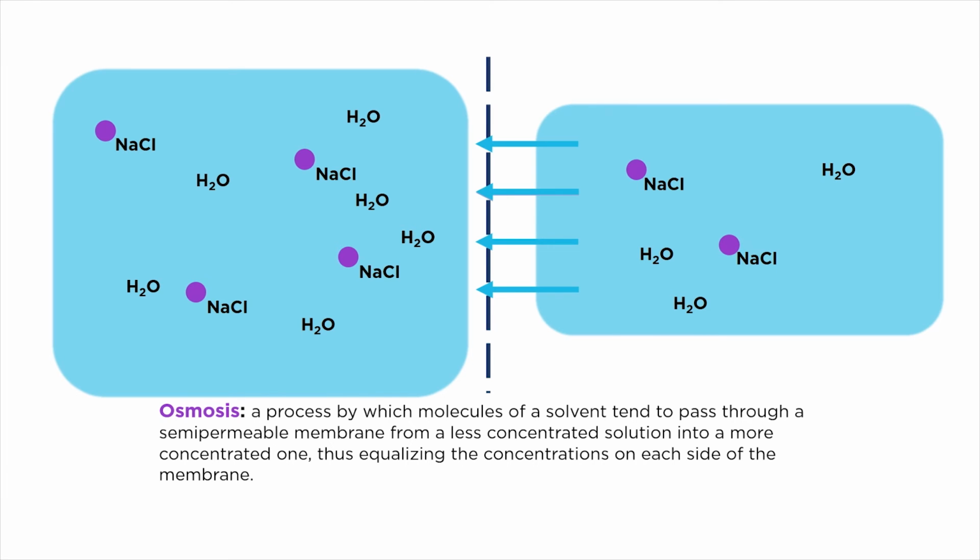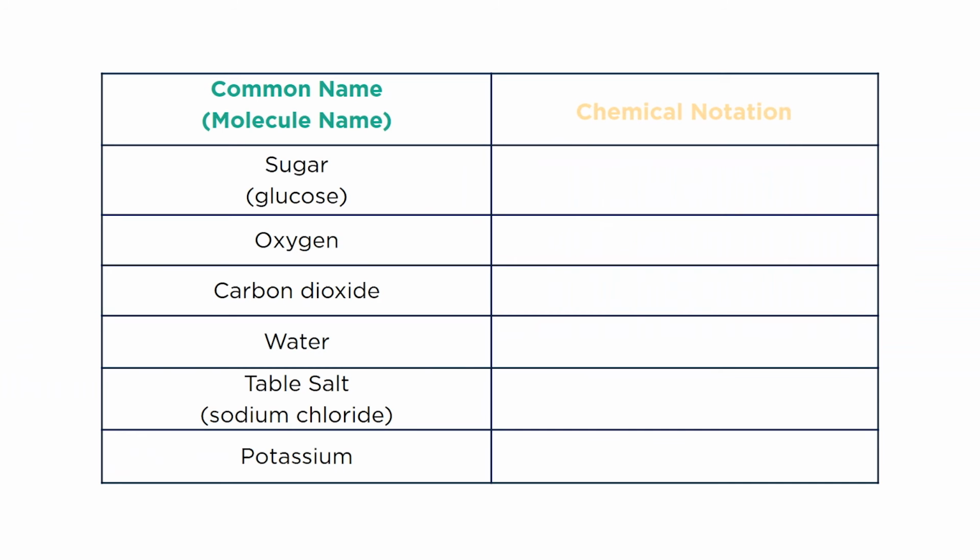Another handy thing to do is to memorize chemical formula notation of a few basic molecules, such as glucose, oxygen, carbon dioxide, water, sodium chloride, and ionized potassium. Being able to quickly identify molecules will help you move through the test much faster, feel more confident, and score more points.